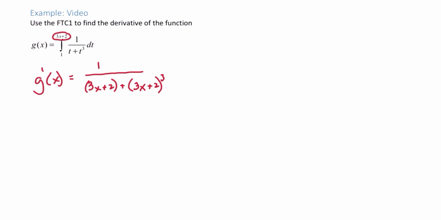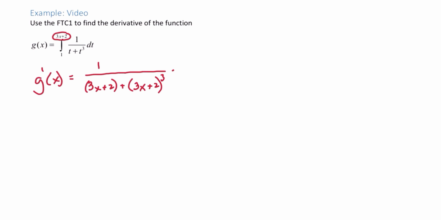Notice in this example, the upper limit is not simply a variable. So we're going to repeat the process that we did earlier, but we have an extra step, and that is to multiply by the derivative of that upper limit. So g prime of x is 1 over, replace t with 3x plus 2, plus, again, replace t with 3x plus 2, and we want to multiply by the derivative of that upper limit.